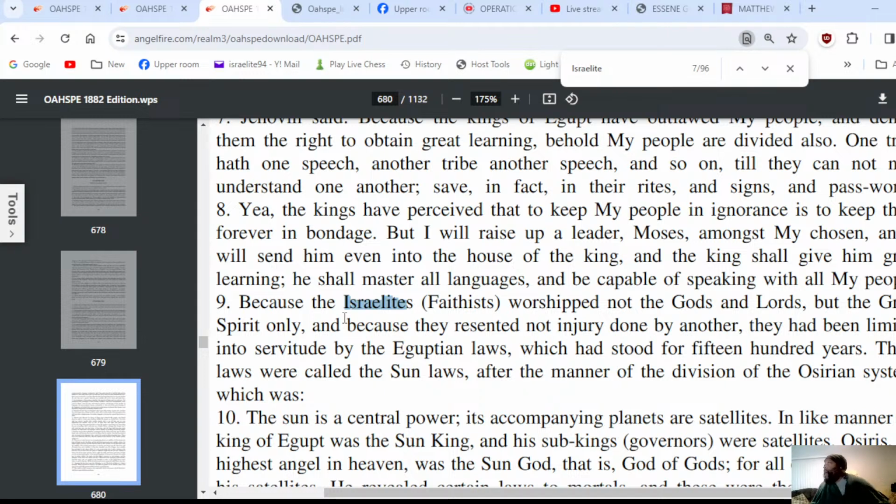I like the way the OAHSPE says that if a man is like that and he doesn't even know the creator's name, he's not real spiritual, but he goes about doing good works like that, the Creator calls that person his chosen. He calls them his chosen.